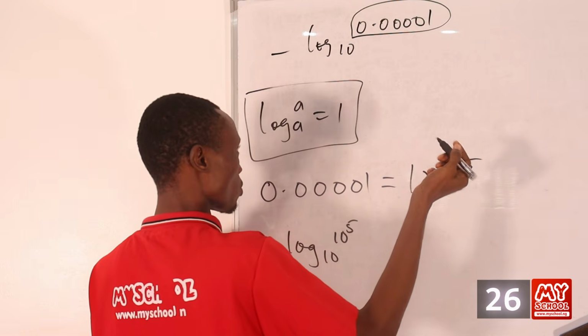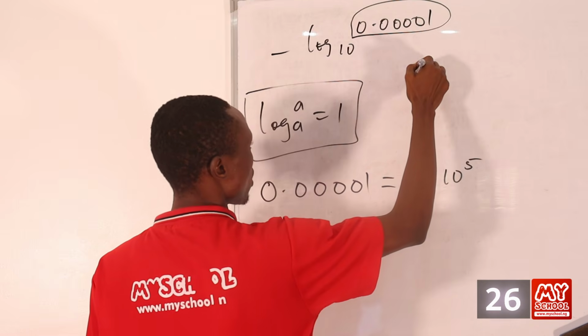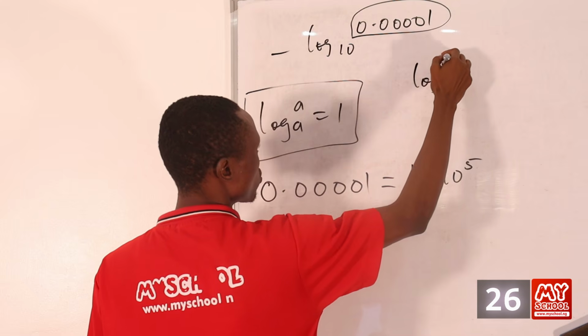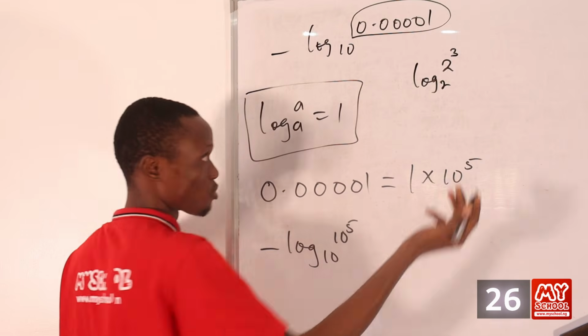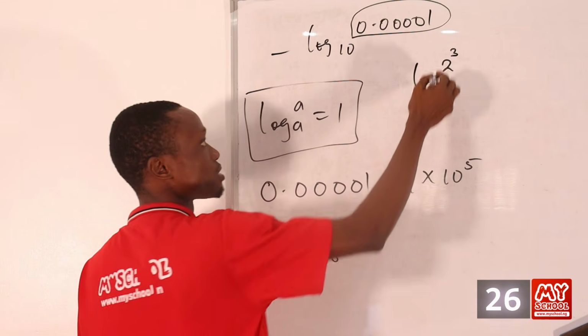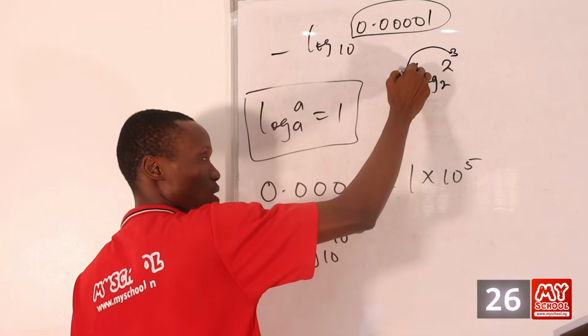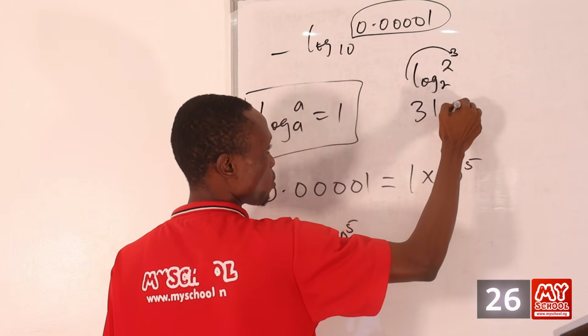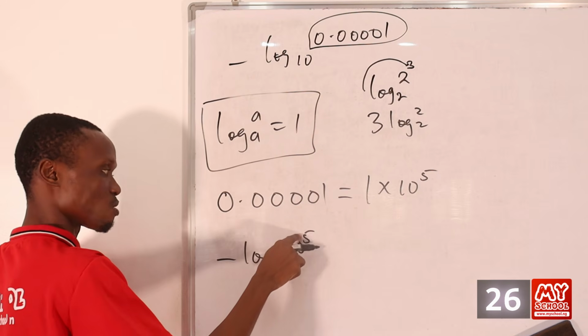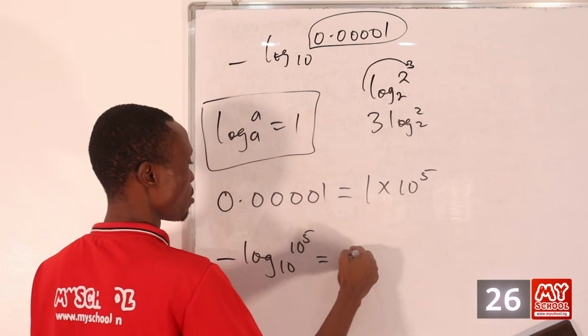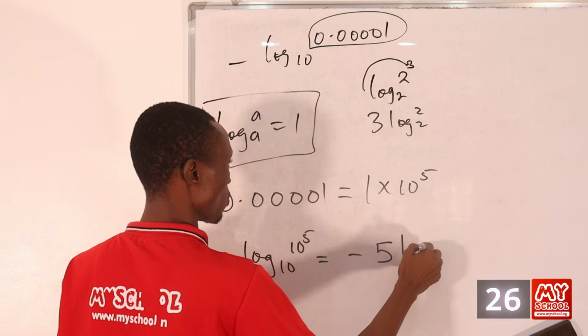Now remember also the law of logarithm, that if you have, let's say, log 2 raised to power 3 over base 2, for example, what happens here is that this number will move down to the left. So we'll be having 3 log 2, right? So we are going to apply the same idea here. So this power will move back, so that we'll be having minus 5, then log.